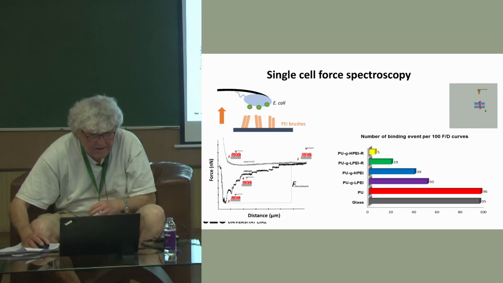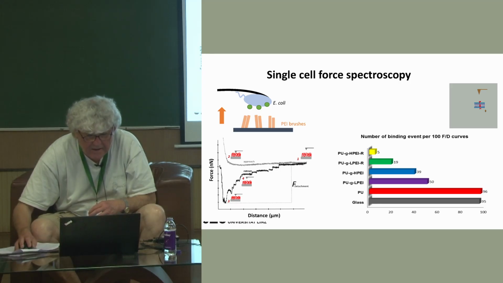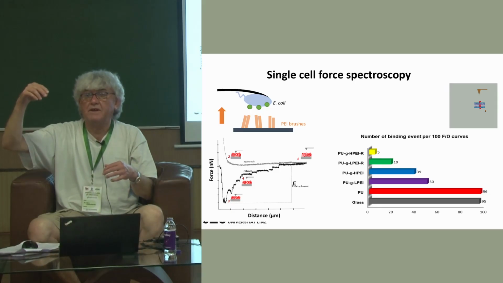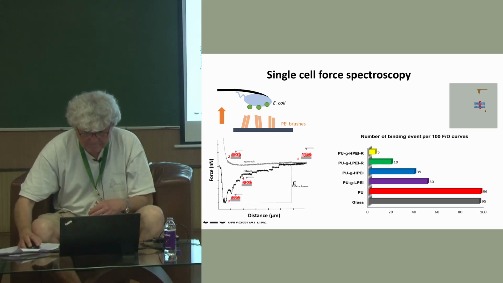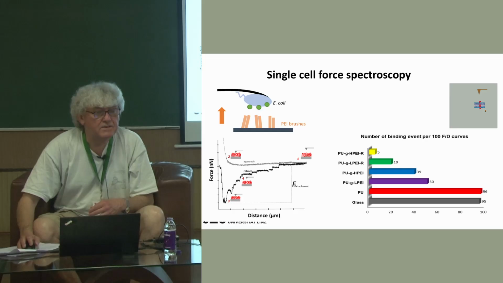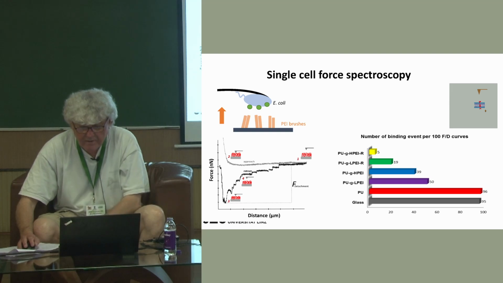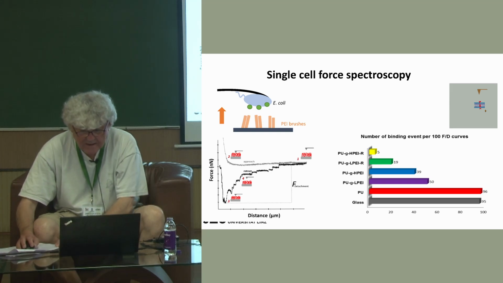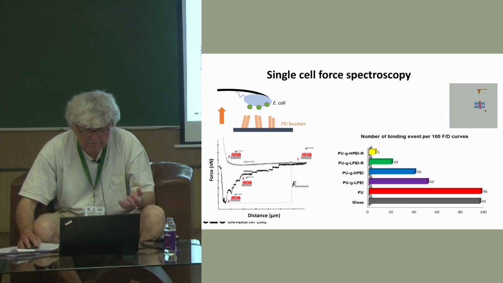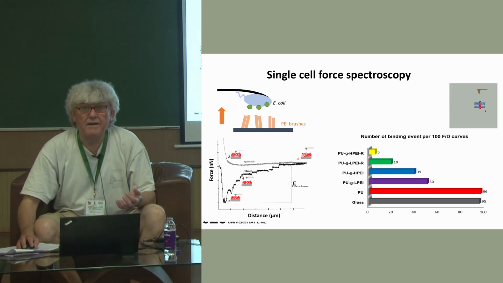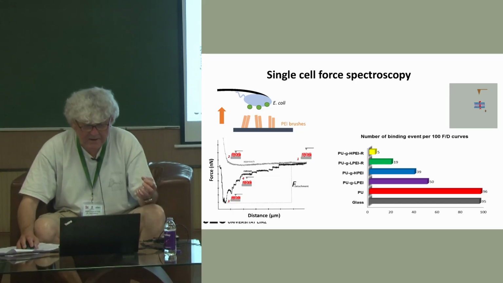And this is what we did here. So we bound E. coli bacteria to AFM tips, and studied their interactions with these different surfaces that you saw in the previous slide. And we measured the binding probability. So we counted how much binding can be accomplished in 100 force distance cycles. And you can see that PU without modification and glass, there the bacteria can bind quite well. So they are not very antibacterial.